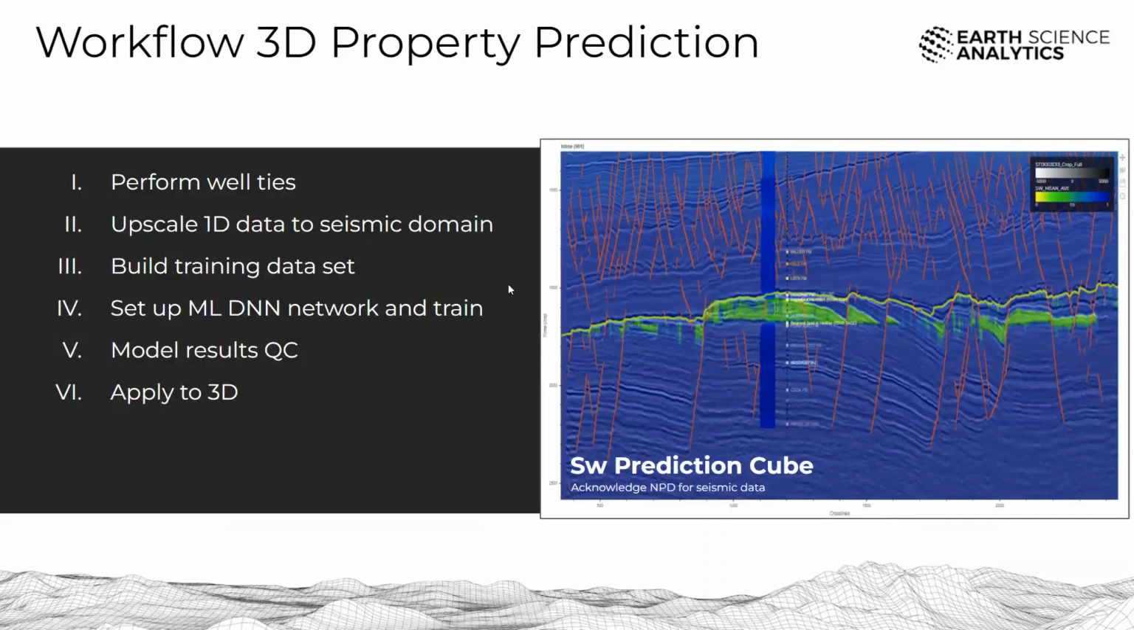Of course, we're producing labels, or water saturation and porosity logs, on a 15 centimeter scale, and these have got to be upscaled into seismic scale. We're then building training sets of data, and we're using neural networks to train the models. Once we're happy with those models and they make geological sense, we then apply those models to the larger seismic area.